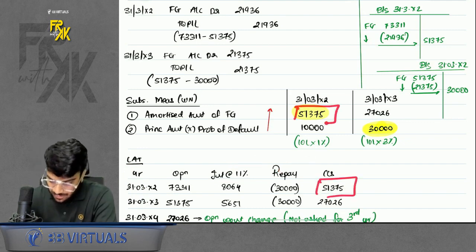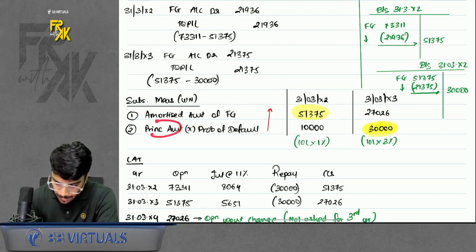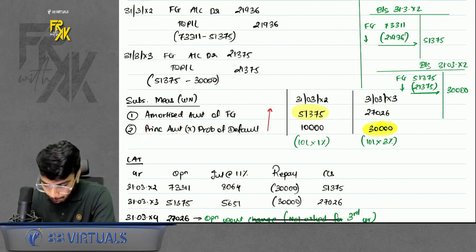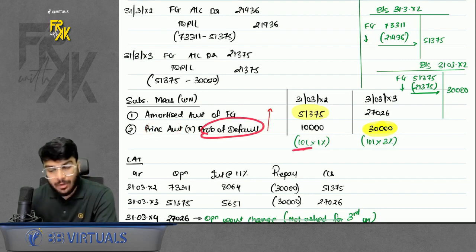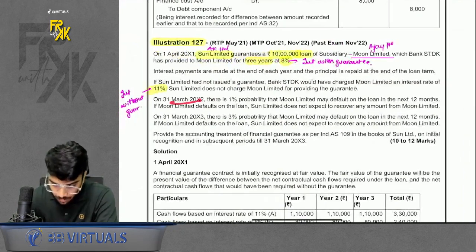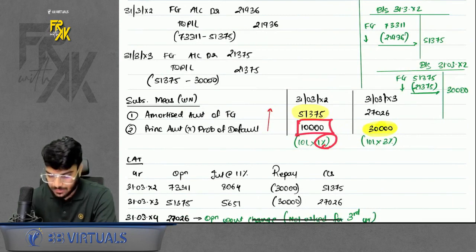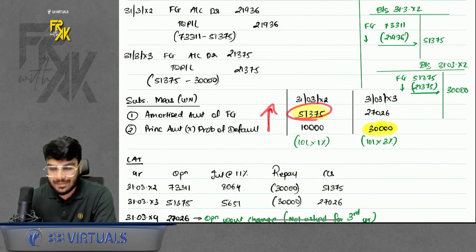So we got the amount as 51,375. Then the second amount we want is principal amount into probability of default. Principal amount is 10 lakhs. Probability of default for the first year is 1%. It is given, so we took 1%. We got the amount as 10,000. We will take whichever is higher. Why higher? Conservatism. For a liability, the higher, the more conservative it is. So we took whichever is higher, 51,375.